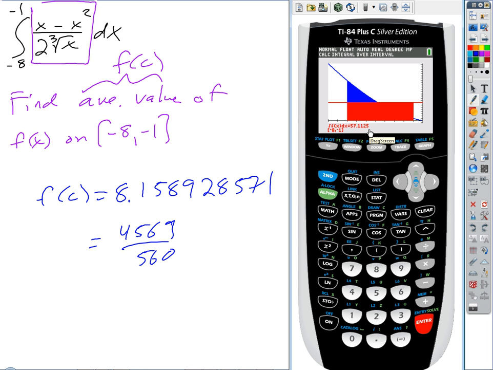And so if we want to know when does the blue function have its average value, well, it's where the blue curve crosses the red curve. Everybody see that? Okay, so that's pretty helpful.